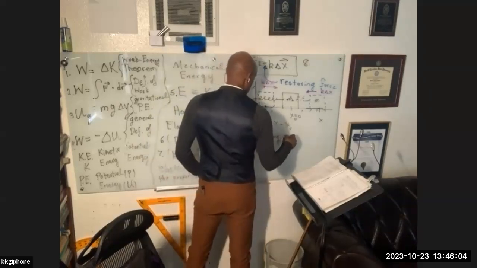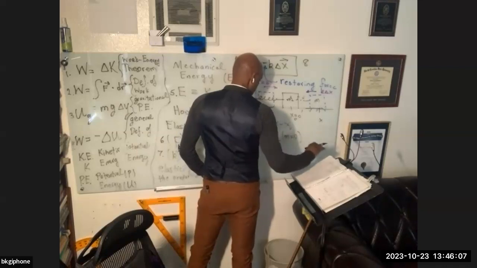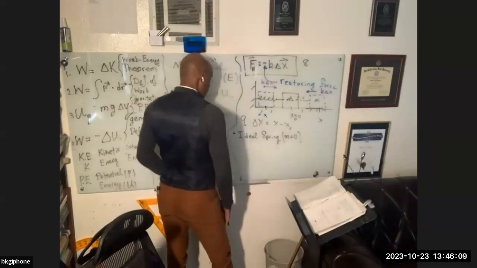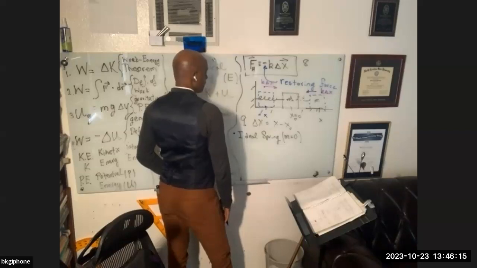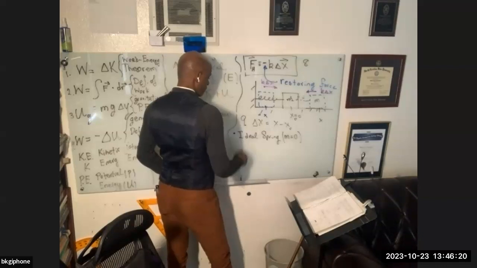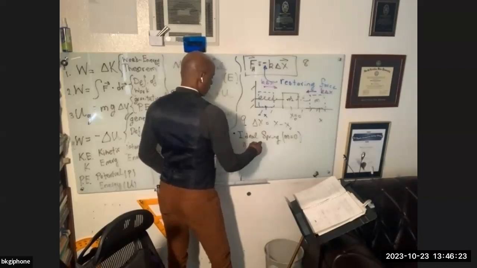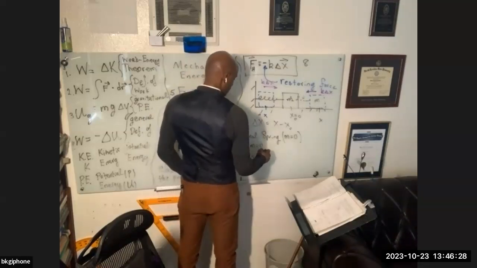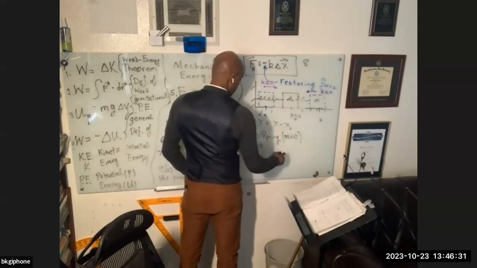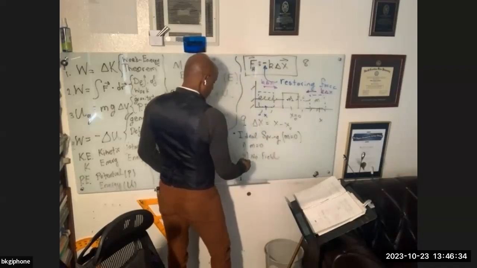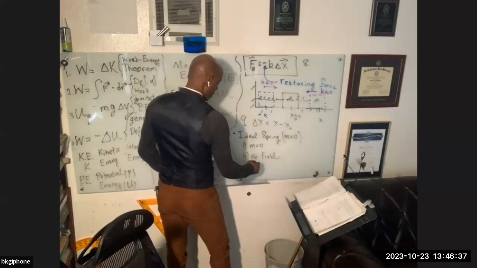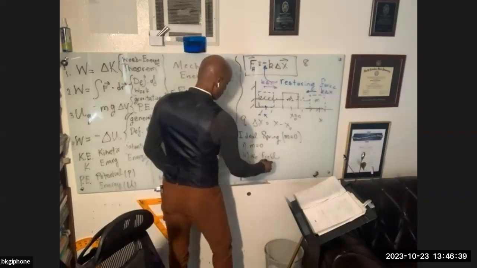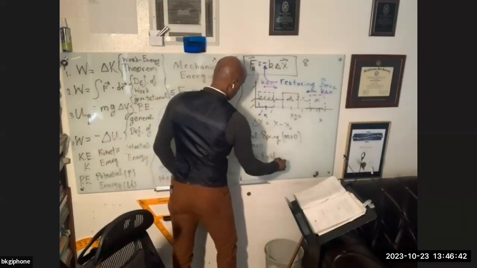So we say that an ideal spring then has zero mass, rest mass or mass. I'll say here, m equals 0 and no field associated with it. But it's still considered a conservative force.